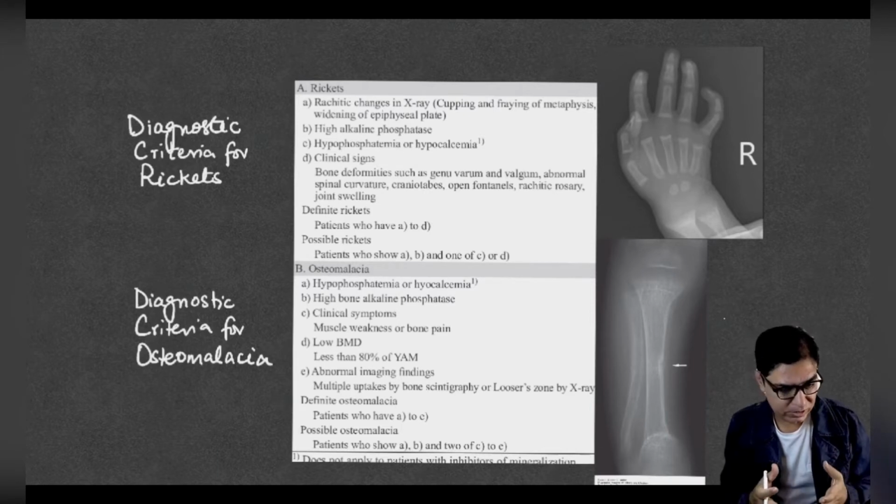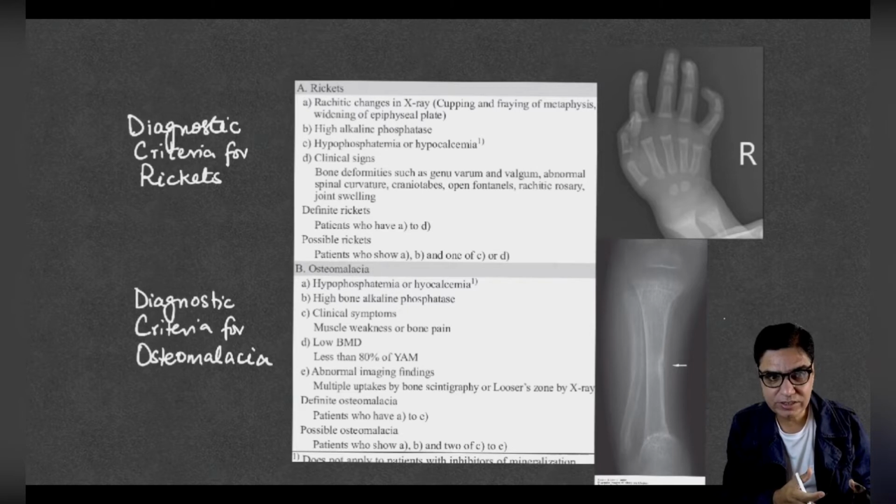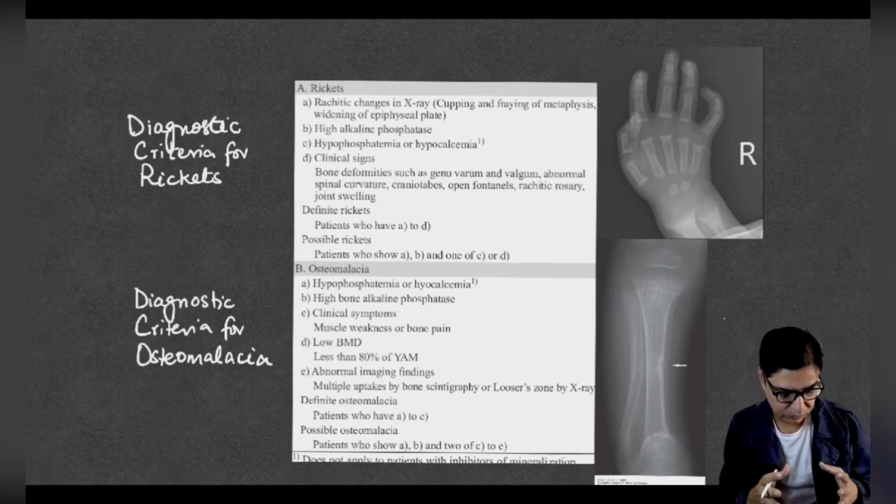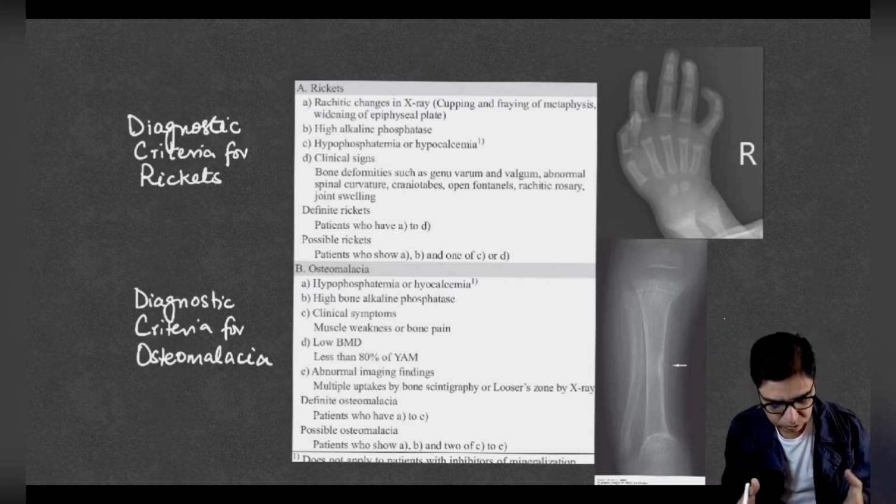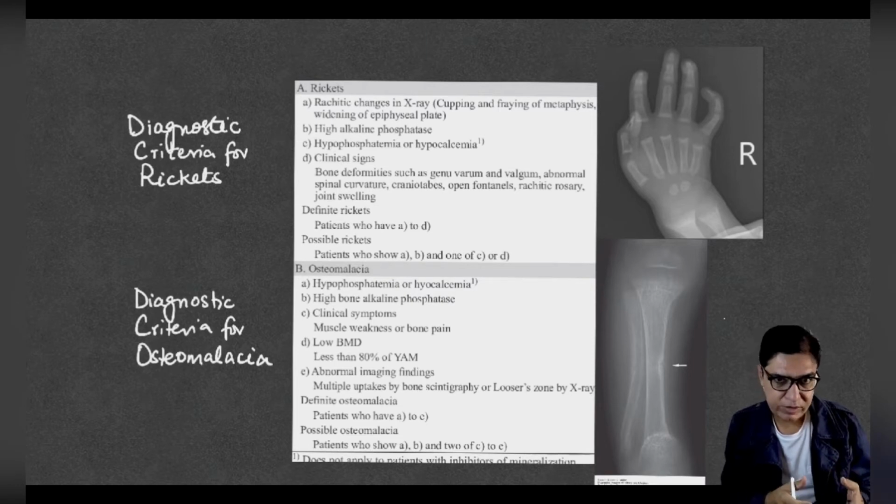But can you just diagnose rickets on this criteria? Just you think clinically it looks like rickets and you say it is rickets? No, there is a diagnostic criteria for rickets, and there is a diagnostic criteria for osteomalacia as well. So let's go through the diagnostic criteria. Rickets and osteomalacia can be diagnosed as a definitive rickets and definitive osteomalacia, or it can be diagnosed as a probable rickets and probable osteomalacia. So there is a high probability, and then there is a definitive diagnosis. So let's talk about these definitions.